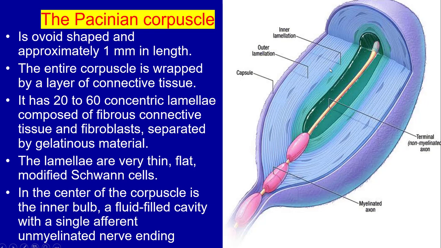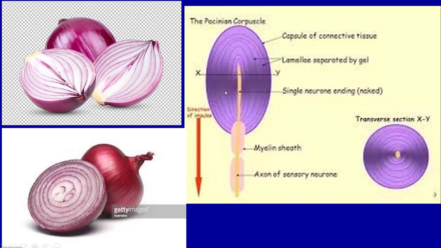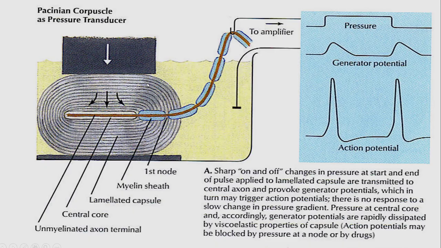In the center of the corpuscle is the inner bulb. This bulb is filled with fluid, with a single apparent unmyelinated neuron ending. The Pacinian corpuscle is innervated by a myelinated nerve, but in the center of the bulb the nerve is unmyelinated. The Pacinian corpuscle is like an onion. These are the laminae, similar to the layers of an onion. In the center is a bulb, and in the bulb is an unmyelinated nerve ending.